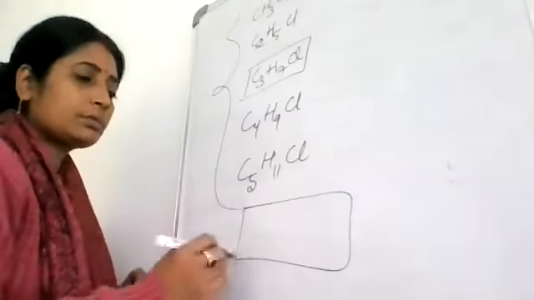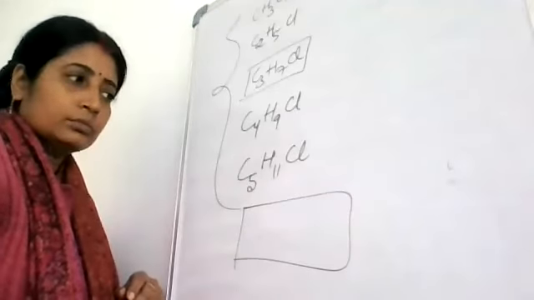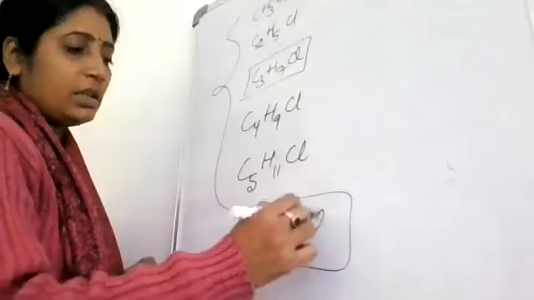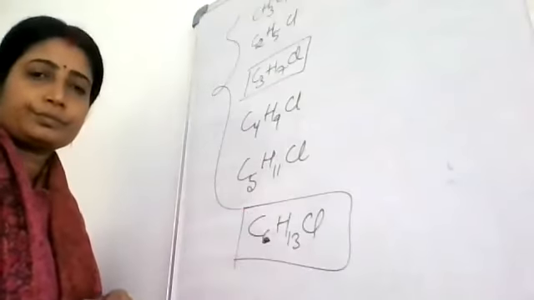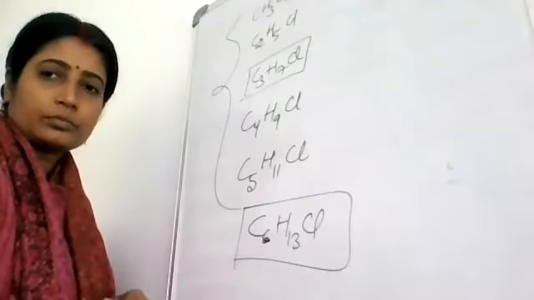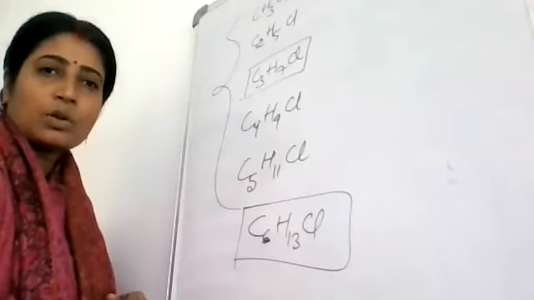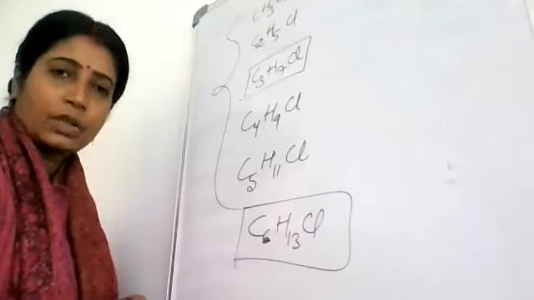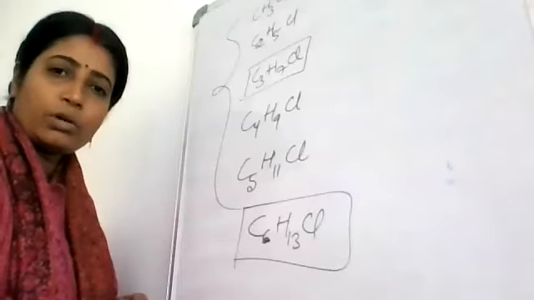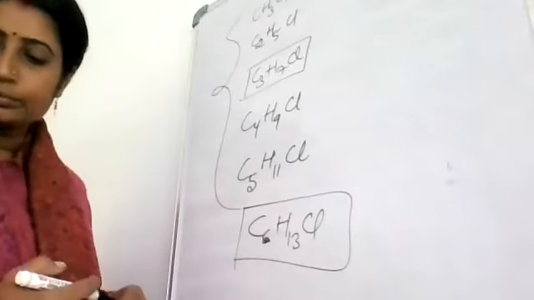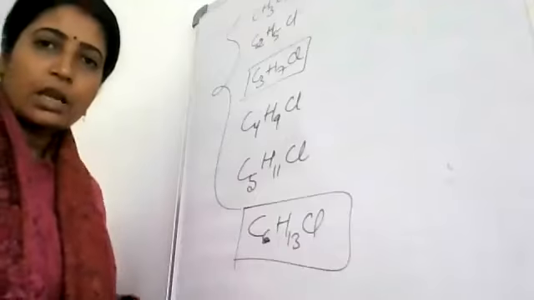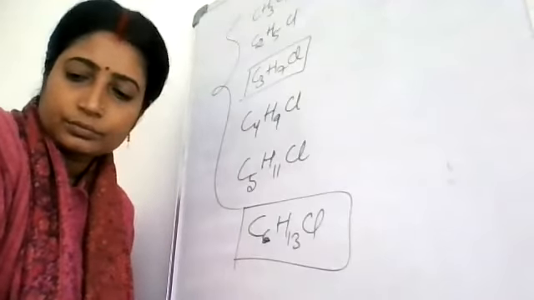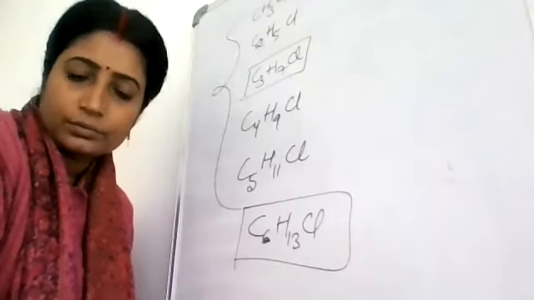What will be here? C6H13Cl. So what is its IUPAC name? Chlorohexane. And what is its common name? Hexyl chloride. So for today only this much. I hope the thing is clear to all of you. Do you have any question? If you have any question, please ask me.